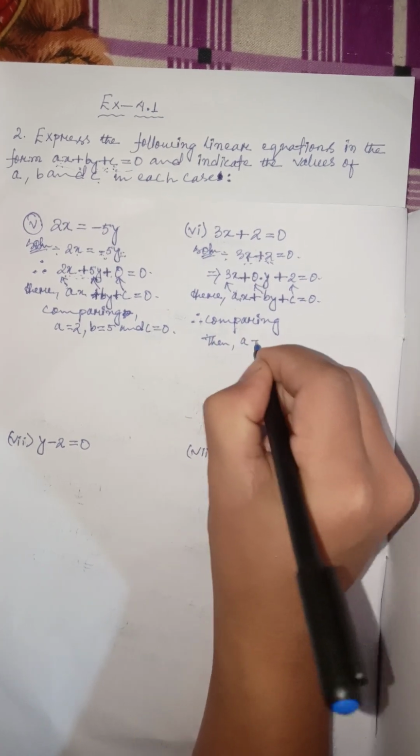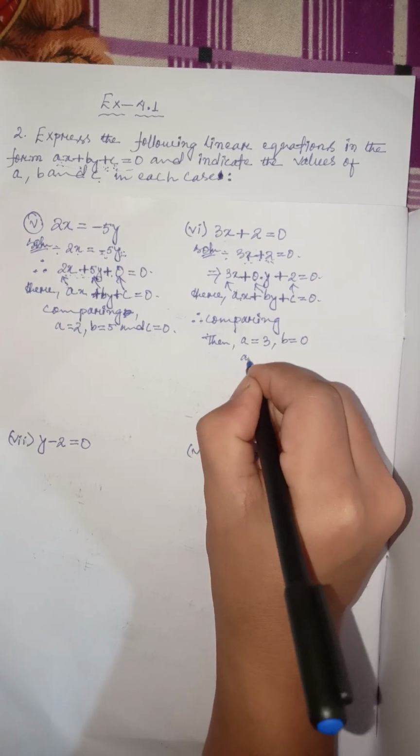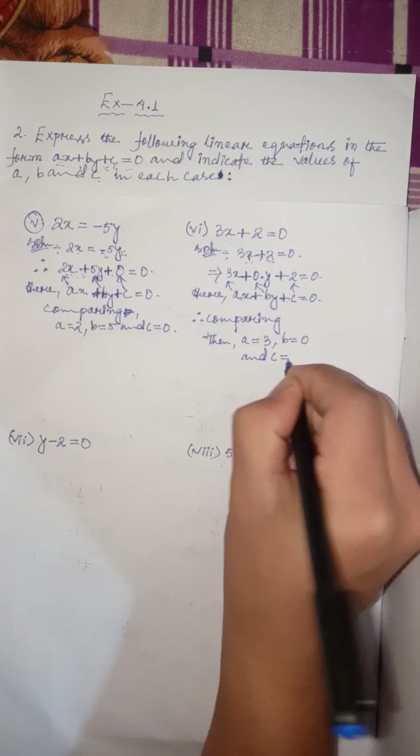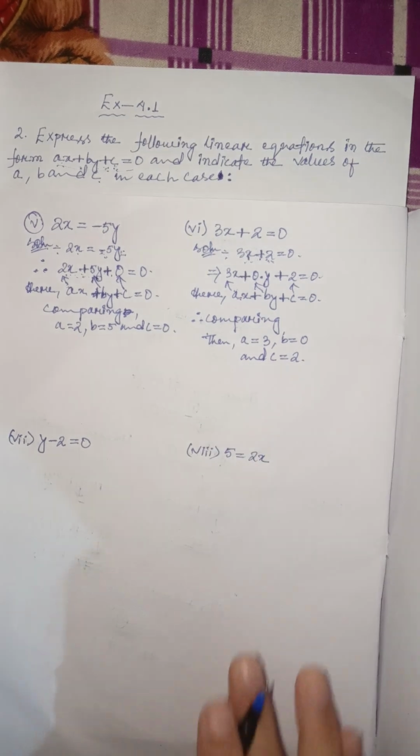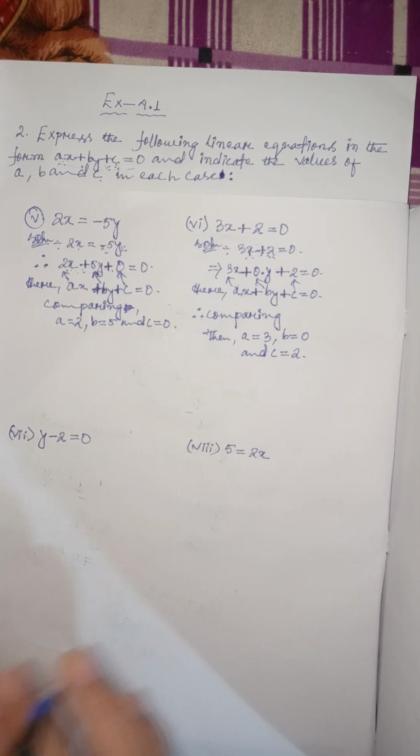Then what is that? A is equal to 3 and b is equal to 0, and after that we have c is equal to 2, right? I hope everyone can understand this. There's no kind of formula which we need to apply. Just compare it with the general equation after making these equations in general form. Then we have to pick up all of the values of a, b, and c. That's all.